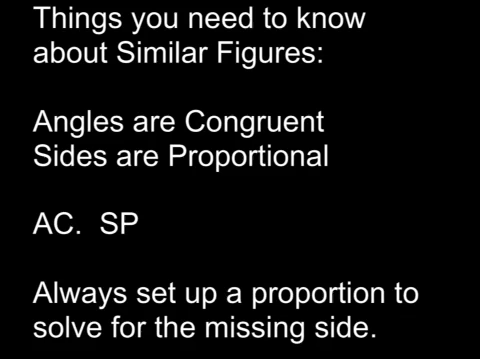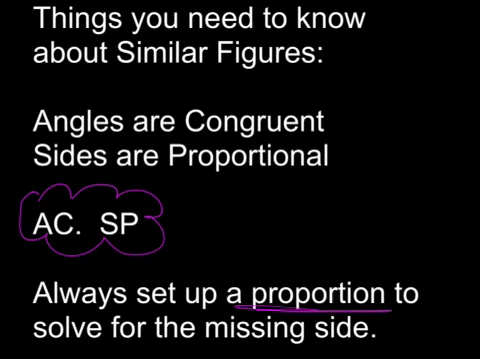So every single time we have two similar figures, their angles will always be congruent and their sides will always be proportional. And a shortcut way that I write this is ACSP. And that's just a reminder that angles are congruent, sides are proportional. And so it's just a good thing to write in the corner of your paper whenever you're doing one over similar figures.